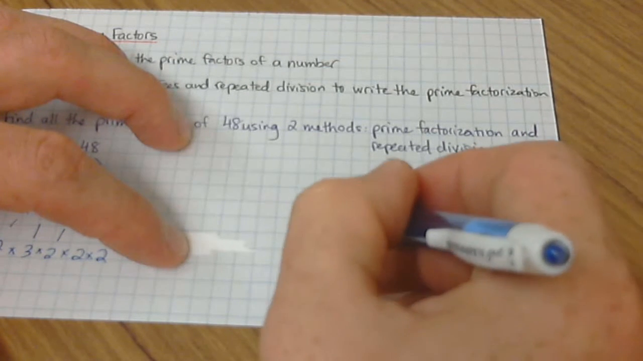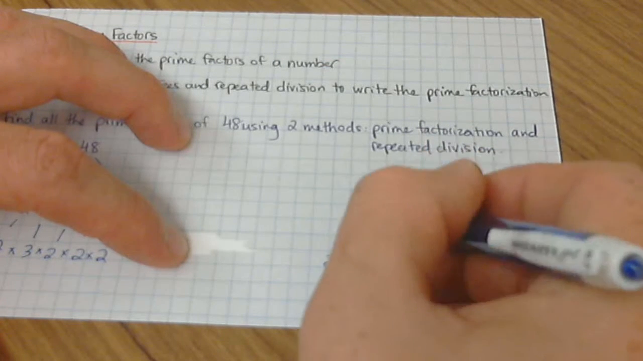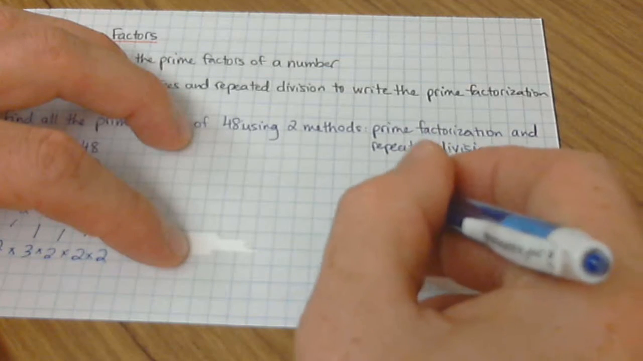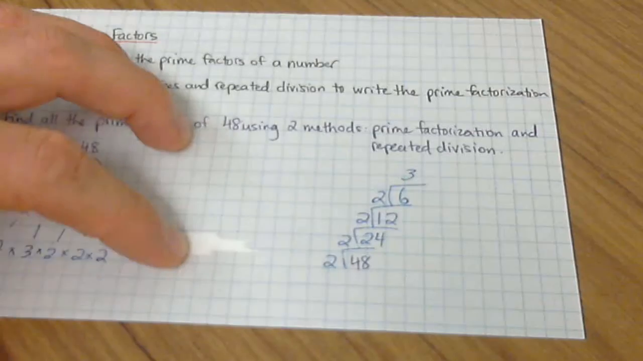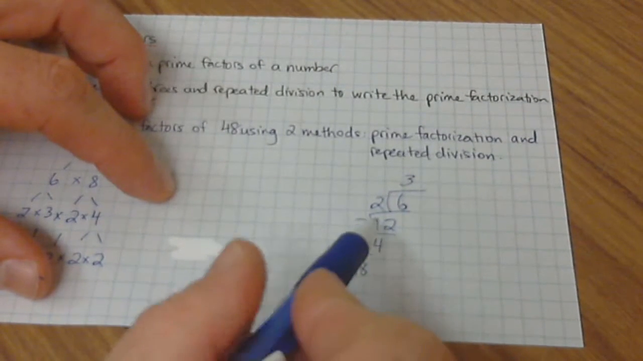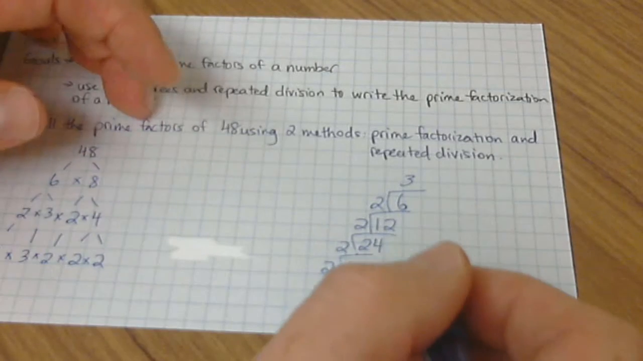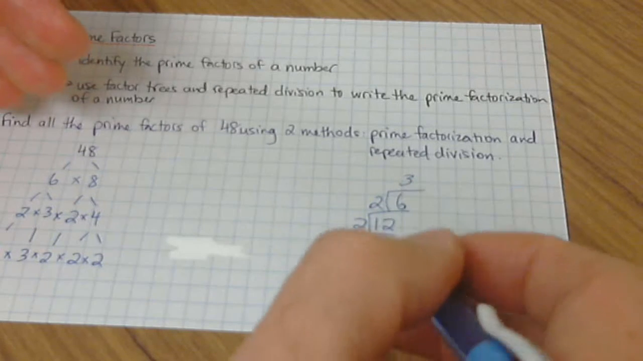Stack another division on top. Again, 12 is an even number. I know 2 goes into 12 6 times. 6 is still not a prime number, so I'm going to keep dividing. I'm going to divide another 2 in there. And I know that 2 goes into 6 3 times. Now, 3 is a prime number. So see what I'm doing? I'm just stacking one on top of the other until my last number that I get up here is a prime number.